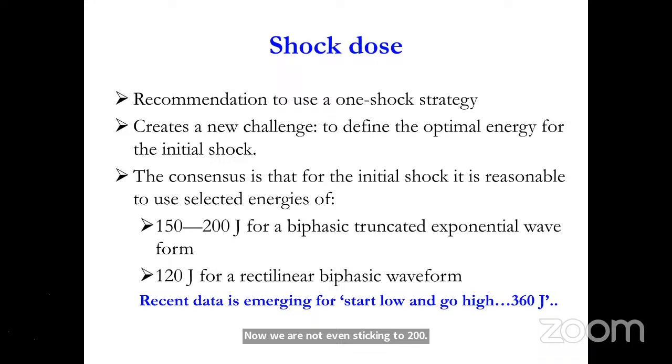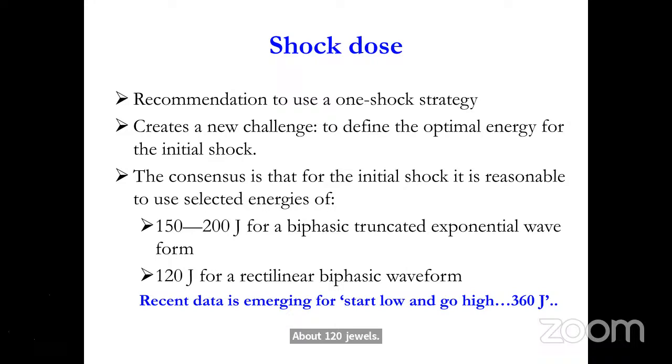If you see the recent defibrillators, they are going up to 360 joules because the lower energy is not reverting arrhythmias back into a normal sinus rhythm. So start low and go high. And that's why the IRCF has very clearly mentioned 120 joules.